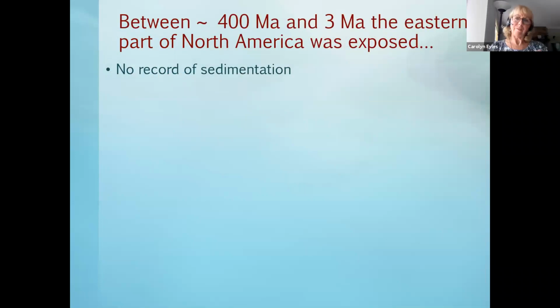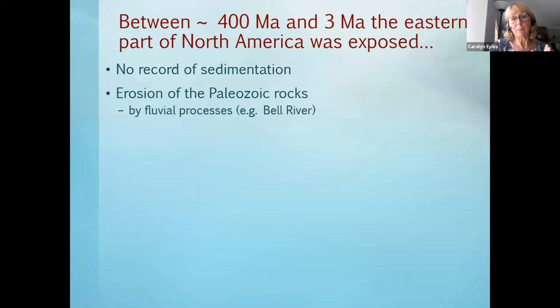Okay, so we have nothing on top of the Lockport Formation here in Hamilton. So between about 400 million years and about 300 million years, we don't have any record. There's no record of any sedimentation here in the eastern part of North America. And so we assume that the eastern part of North America was exposed. And a lot of the pre-existing rocks that may have been deposited on top of the Lockport and so forth have been removed by erosion.